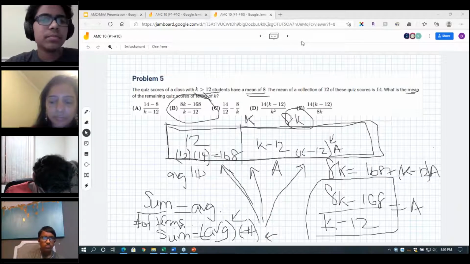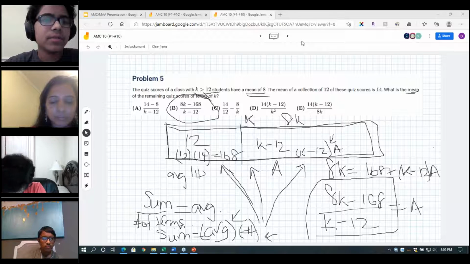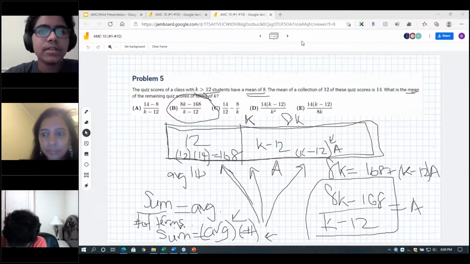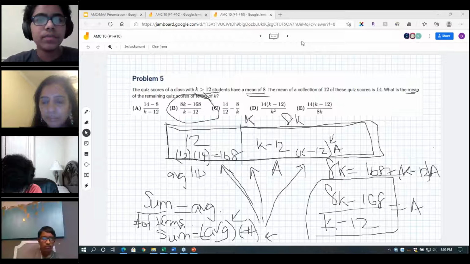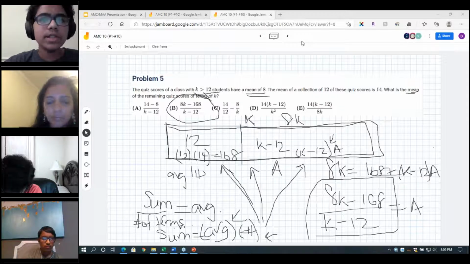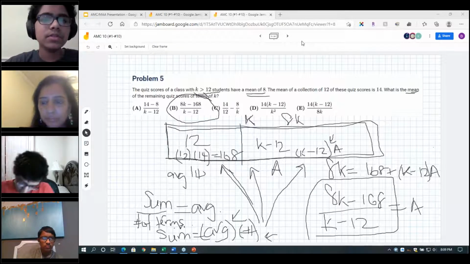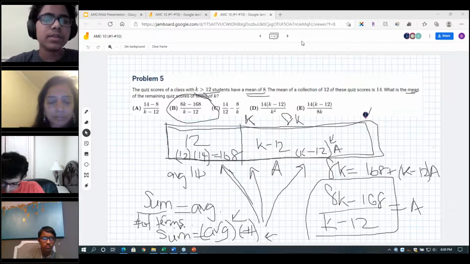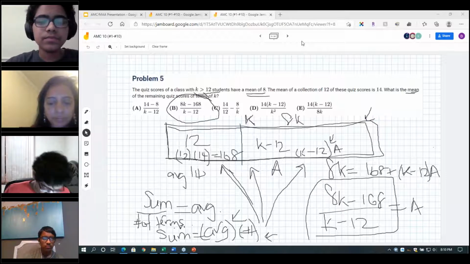We have basically split the sum of the quiz scores into two sections. So 8K equals 168 plus (K minus 12) times A. We can subtract 168 from both sides and divide by K minus 12. So we get the average of the remaining K minus 12 students is (8K minus 168) over (K minus 12).